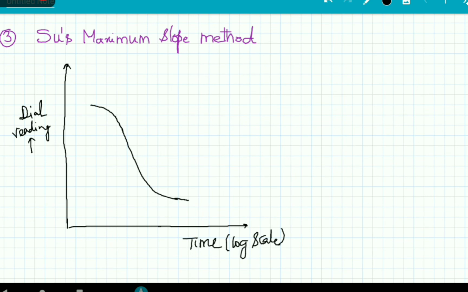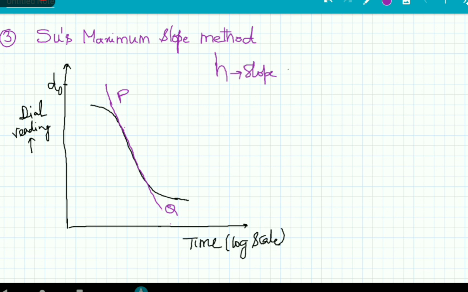So coming to the third method, Suess maximum slope method. So here plot the dial readings against time on semilog graph paper as shown. Now determine D0 in the same manner as in the case of logarithm of time method. Now draw a tangent PQ to the steepest part of the consolidation curve.